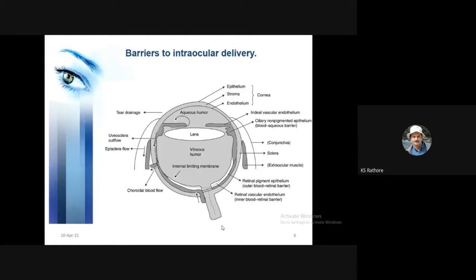There are also many barriers in the eye. Drugs do not penetrate easily because many barriers are there, like tear drainage, uveoscleral outflow, and episcleral flow. The cornea itself is a barrier to many drugs because it has epithelium, stroma, and endothelium. These are barriers for most drugs. Then there are the aqueous humor, iridial vascular endothelium, and ciliary non-pigmented epithelium, which form the blood aqueous barrier, and another one is the blood retinal barrier. These are the barriers in our ocular system.